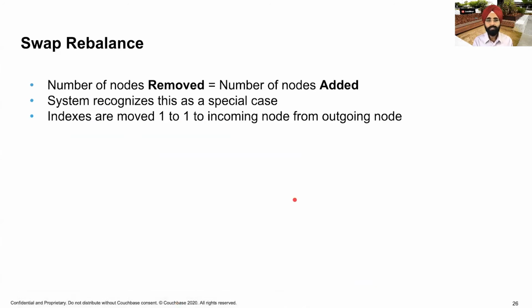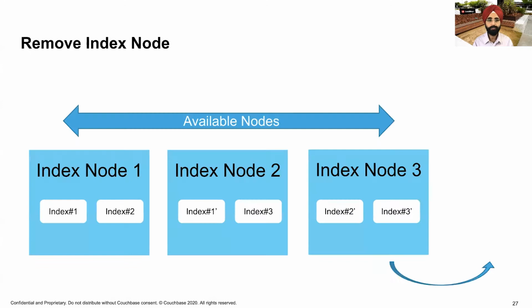So swap rebalance is recognized as a special case by the indexer system, and indexes are moved one-to-one to the incoming node from the outgoing node. And this happens for both partition as well as non-partition indexes.